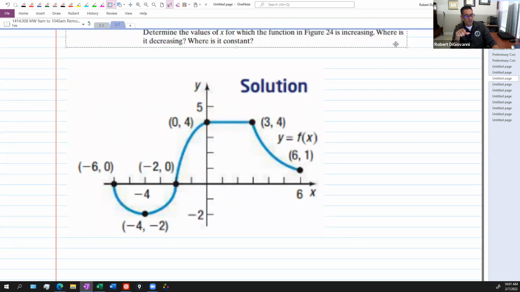My question to you is, where is it going up? Where is it increasing? Where is it going down, decreasing? And where is it constant? And when I say where, I mean where within the domain. So let's talk about increasing first. Let's talk about where it's increasing.